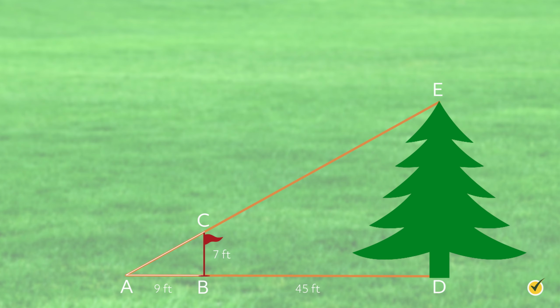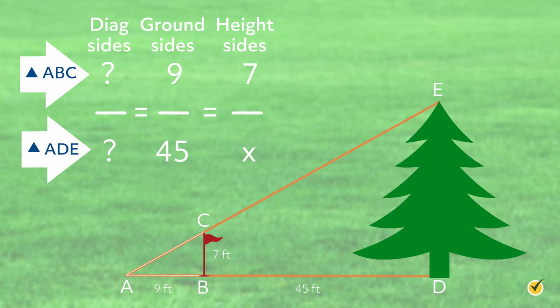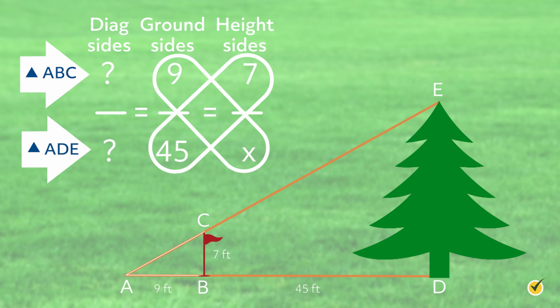Since the sides of similar triangles are always in proportion, we can set up a proportion with all rows and columns labeled. We don't know either of the diagonal sides, but we don't need them for this type of problem. We know the ground sides of both triangles, and we know the height of triangle ABC. We can place a variable for the height of the tree, which is line segment DE in our triangle. Now we just use cross products to solve. Taking cross products results in the equation 9x equals 45 times 7, or 9x equals 315 after we multiply 45 and 7. Dividing both sides by 9 gives us x equals 35, so our tree is 35 feet tall.